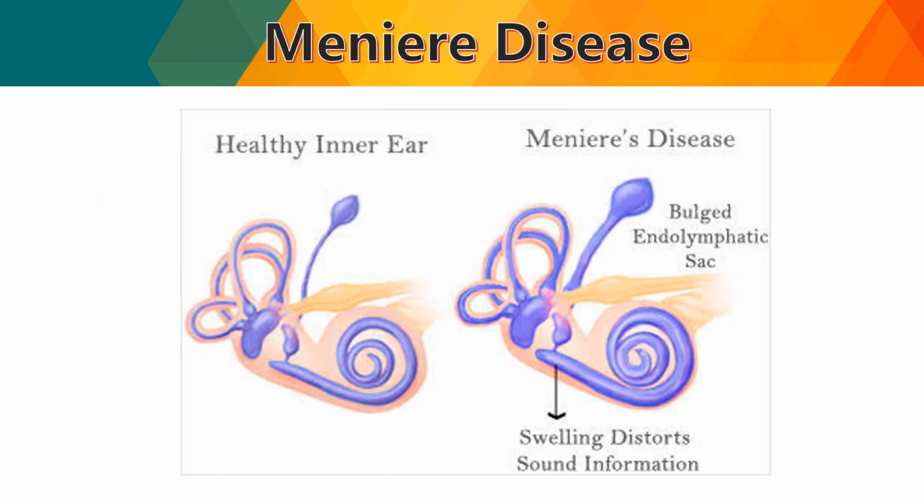And then next, we have your Meniere disease. It is actually because of a bulging endolymph sac. So, namamaga yung mga endolymphatic sacs mo. Swelling distorts the sound information.